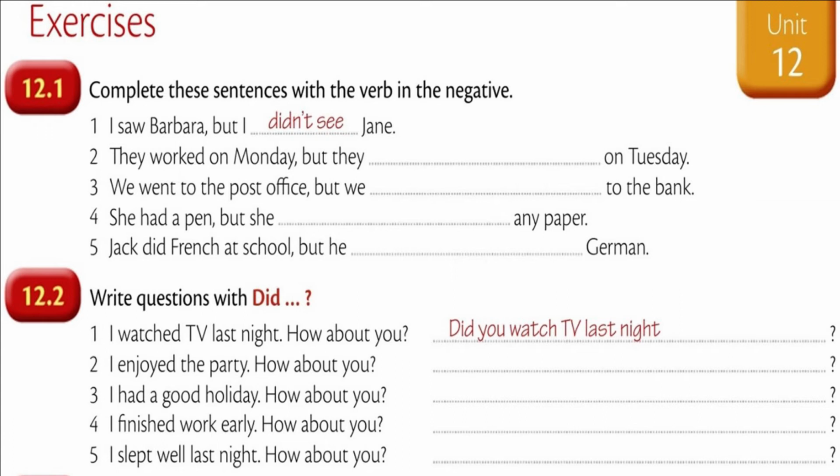Number 2. I enjoyed the party. How about you? Did you enjoy the party? Number 3. I had a good holiday. How about you? Did you have a good holiday? Number 4. I finished work early. How about you? Did you finish work early? Number 5. I slept well last night. How about you? Did you sleep well last night?